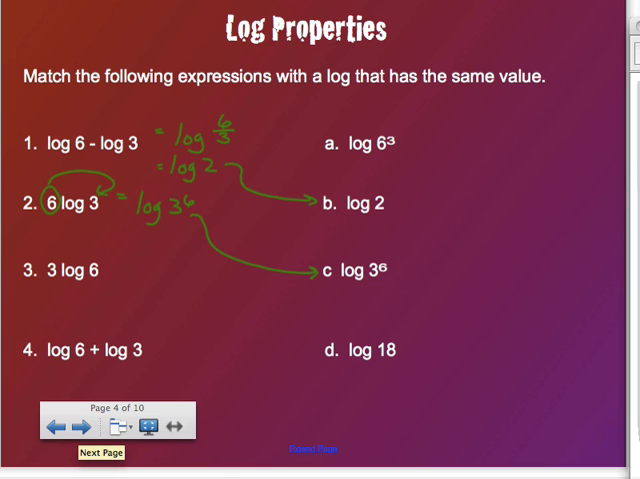Look at number 3, same idea. Now in this case I have a 3. I'm going to put that thing back out on top. So I think I have log base 10 of 6 to the 3rd. And I think that matches up with A. And hopefully 4 lines up with D.